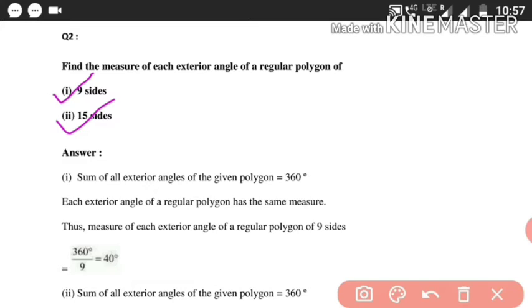So what we know is the sum of all exterior angles of a given polygon is how much? 360 degree. Exterior angle. What is an exterior angle? Suppose I will draw one figure.